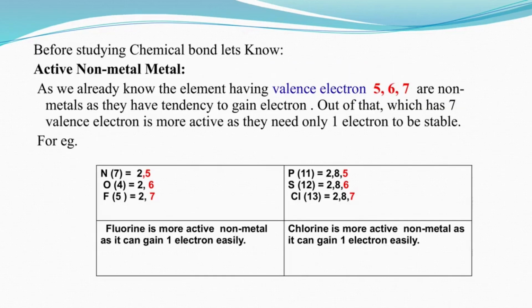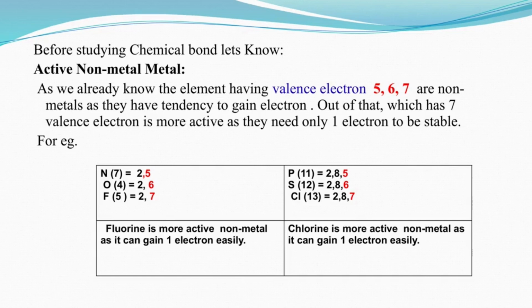So, active non-metals. In the case of active non-metals, as we already know, elements having valence electrons 5, 6, 7, and 4 also. Here we are studying the ionic bond first, so that's why I am focusing there. Valence electrons 5, 6, 7 are non-metals. 4 is generally a metalloid. So 5, 6, 7 are non-metals, as they have a tendency to gain electrons. How will they get an octet? By gaining electrons. So we have already studied when they will be non-metals. Now the question comes about the active non-metal.